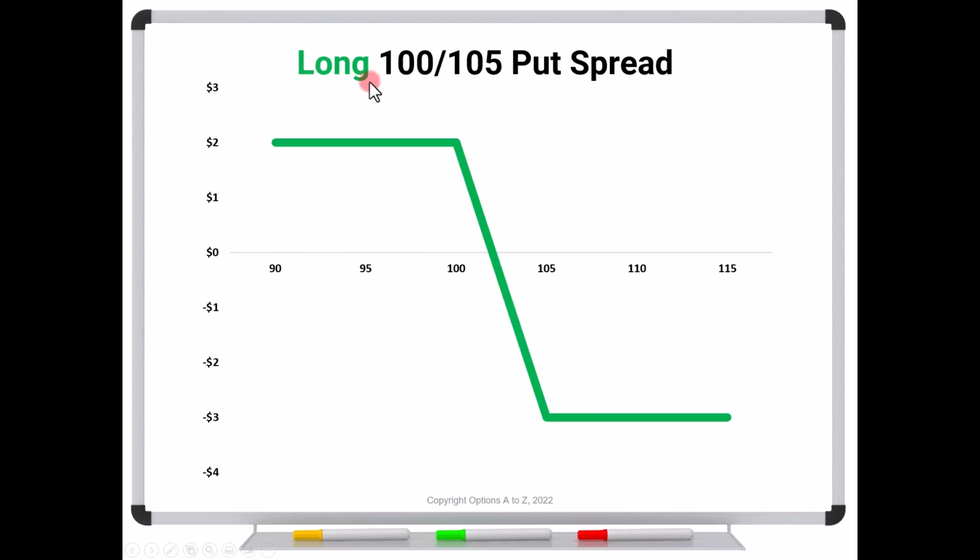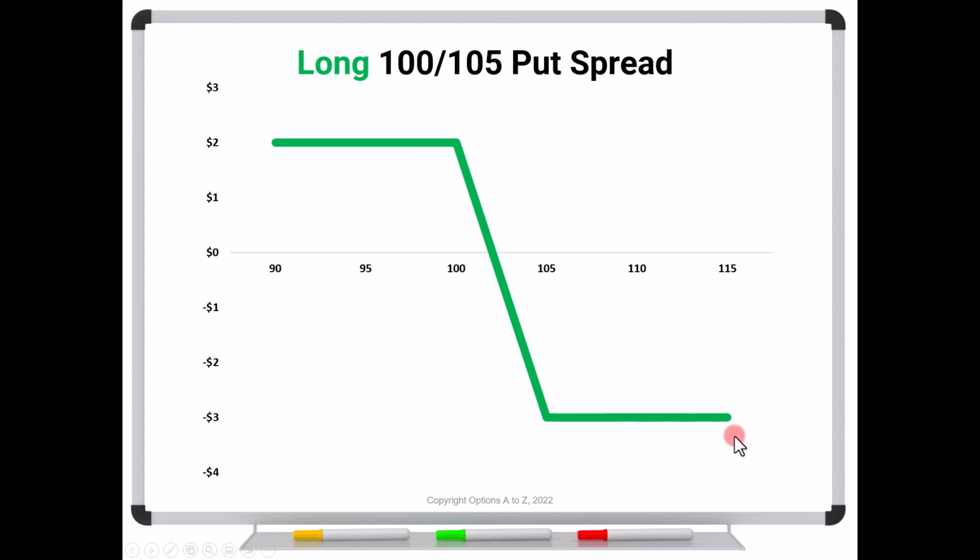What if you are long the 100-105 put spread? Well, now, which of these puts is more valuable? Well, it's the higher strike. It's the 105. If you're long this spread, that's what it means. You must own the controlling strike. That's what makes it long. That's what makes it a debit spread. So you must be long the 105 and short the 100.